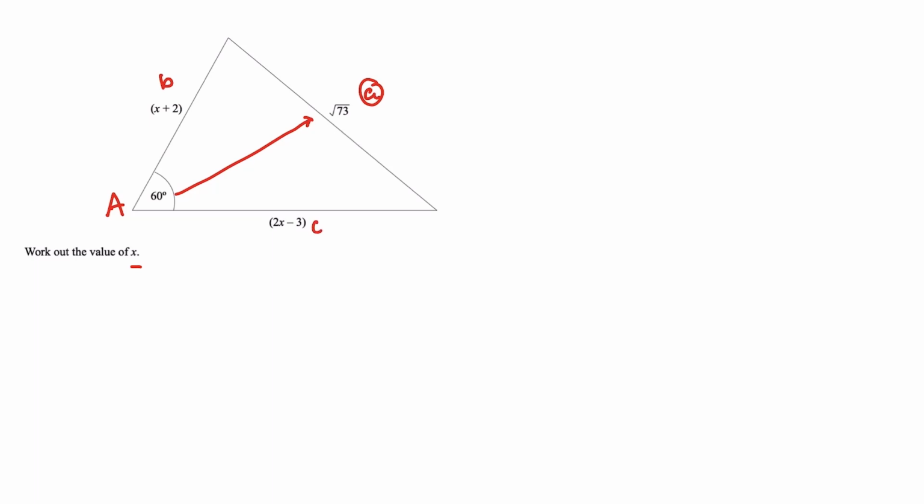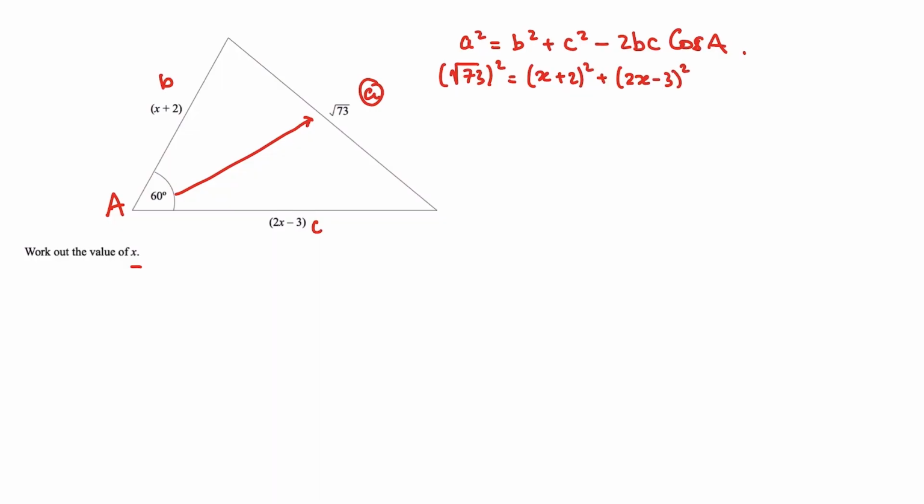So the equation for the cosine rule is a squared equals b squared plus c squared minus 2bc cos A. So my a squared will be square root of 73 all squared, is equal to my b, which is x plus 2, all squared, plus c, which is 2x minus 3, all squared, minus 2 times b, which is x plus 2, c, which is 2x minus 3, and cos 60, as my A is 60 degrees.